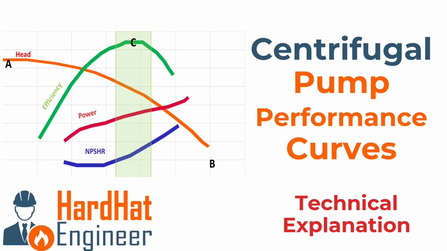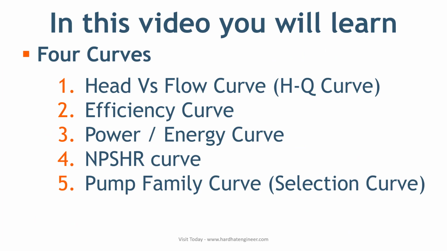In this video, I am going to explain to you about the centrifugal pump curves. This video covers 4 types of curves that are used to look at the various pump parameters. And in the last topic, I will explain to you about the pump family curve that is used for pump selection. The curves that we are going to cover in this video are the head versus flow curve, efficiency curve, power energy curve, and NPSH required curve. Last is the pump family curve.